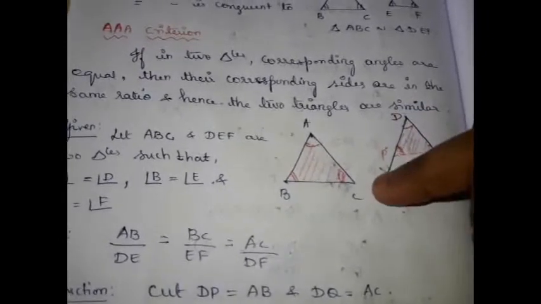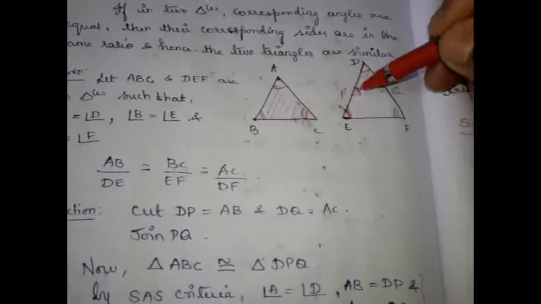Hope you understood. We have done it very easily by cutting the line DE at a point P such that DP equals AB and DQ equals AC. Then we proved these two triangles are congruent, and by CPCT the corresponding parts become equal. Then we proved these two angles are equal. Then we showed this line is parallel to this. Then we applied the basic proportionality theorem. We proved the result.